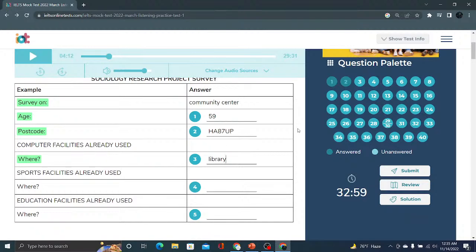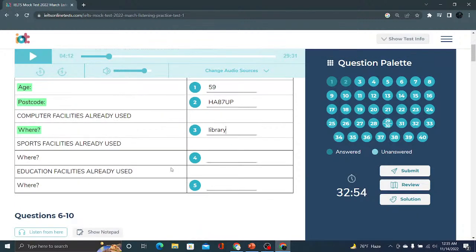Okay, now we are going to listen for question number 4. We also have here the keywords: sport facilities, already used. Okay, let's move on. What about local sports facilities?